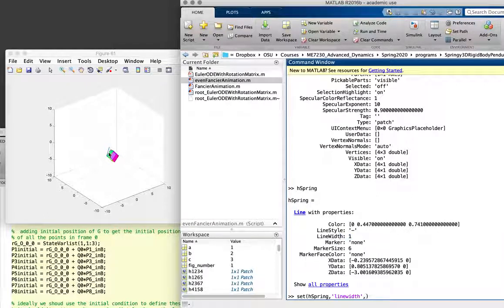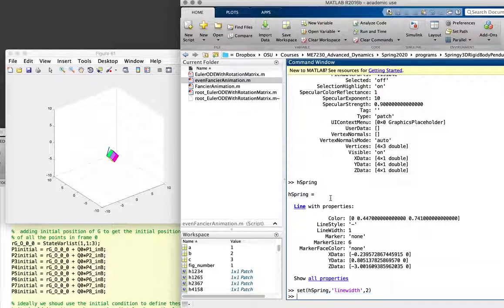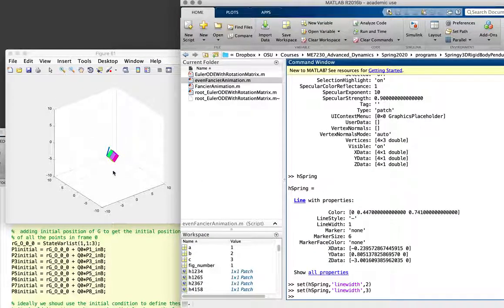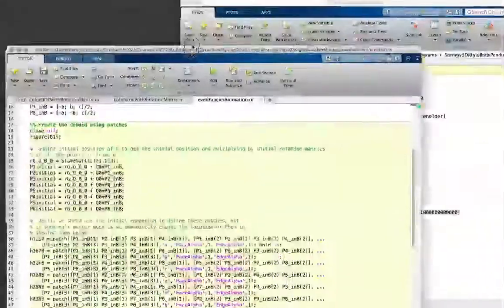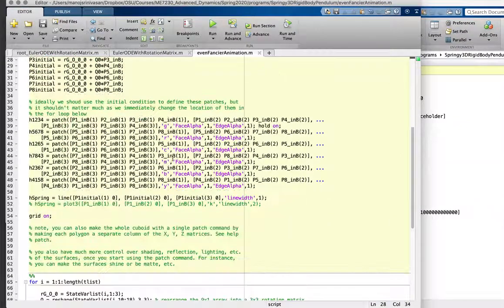So look at the line width here. I'm going to press 2 and then press enter, and the line width is going to change to 2. Okay, so the line width just increased to 2. So you can do that. You can change the line width to 3. It just immediately increased the line width. Okay, so in fact, we are going to use that set command to do the animation.